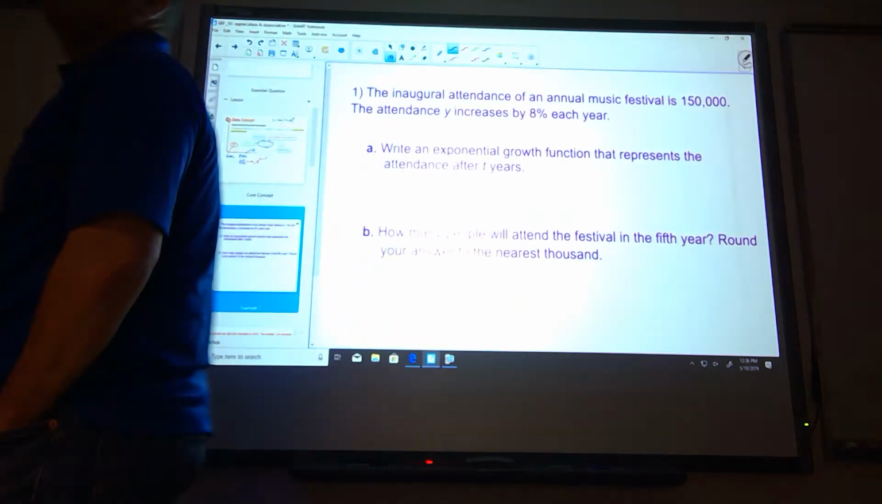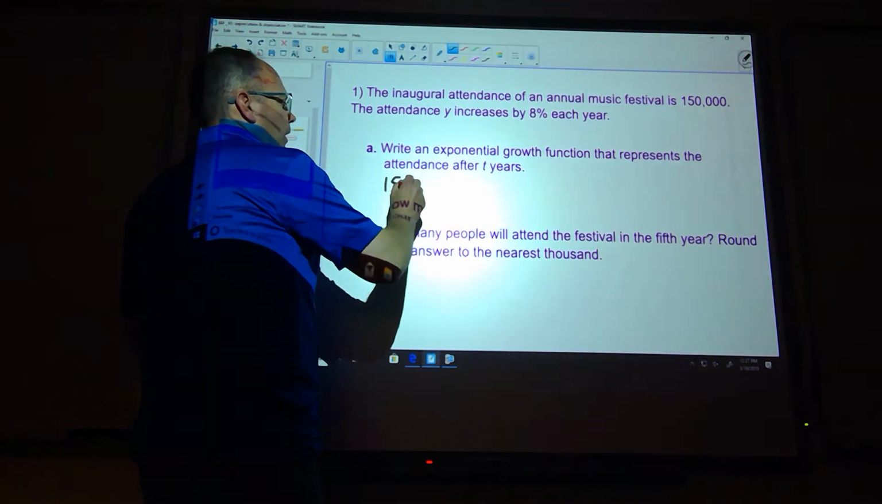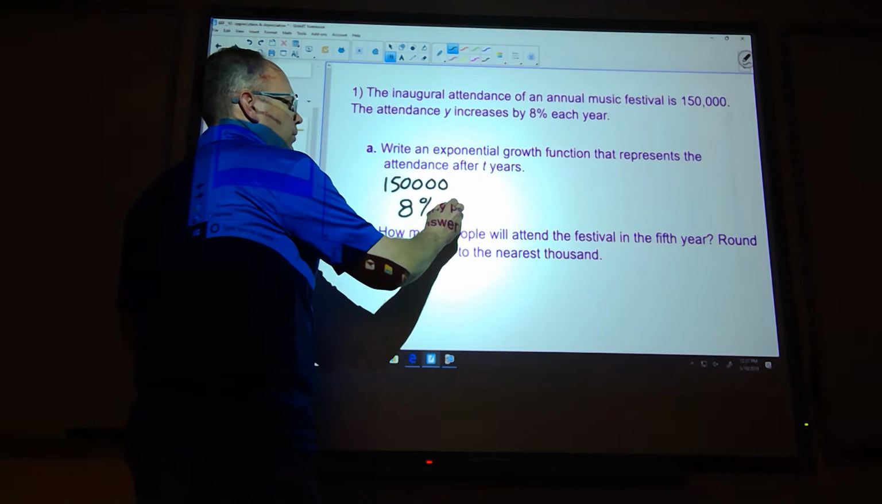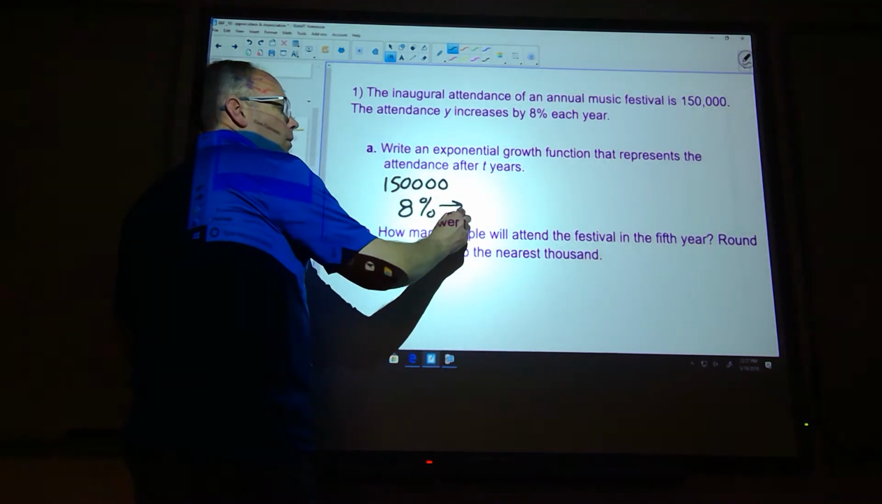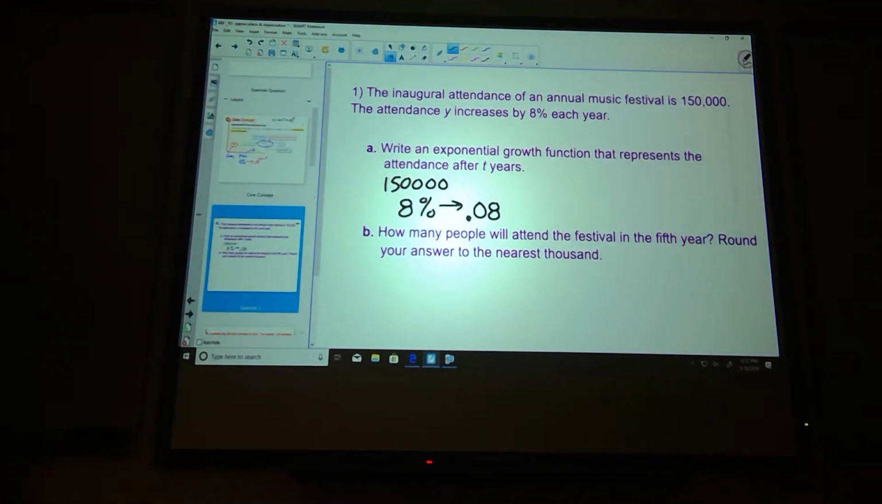Let's see what happens here. The inaugural attendance of an annual music festival is 150,000. The attendance increases by 8% a year. Wow, 150,000 people at a concert or a music event? That's a lot of people. Okay. So we have 150,000 people that show up to this particular event, and it increases by 8%. Hey, how do I make 8% a true decimal? 0.08? Is that okay?